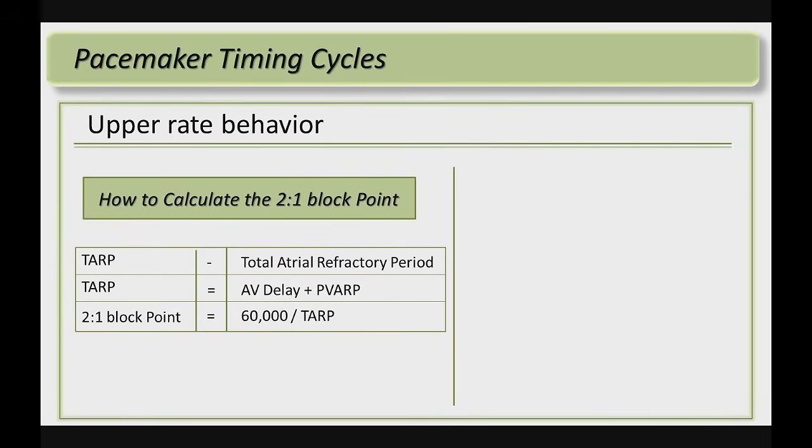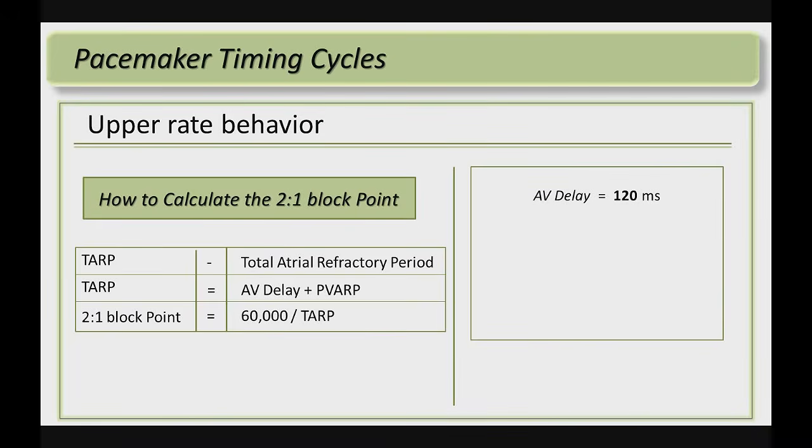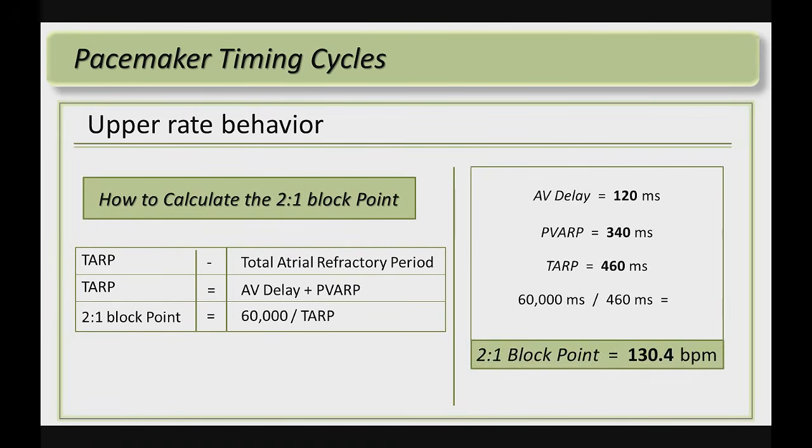Now let's say you have a pacemaker program with an AV delay of 120 milliseconds and a PVARP of 340 milliseconds. That gives us a TARP of 460 milliseconds. So we take our 60,000 milliseconds, divide it by 460 milliseconds, and it gives us a 2-to-1 block point of 130.4 beats per minute.